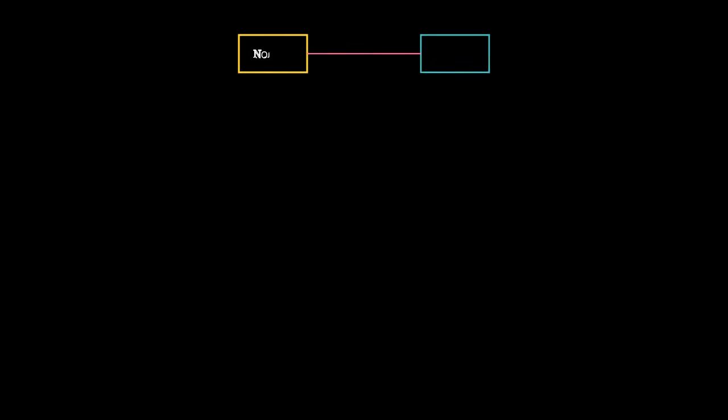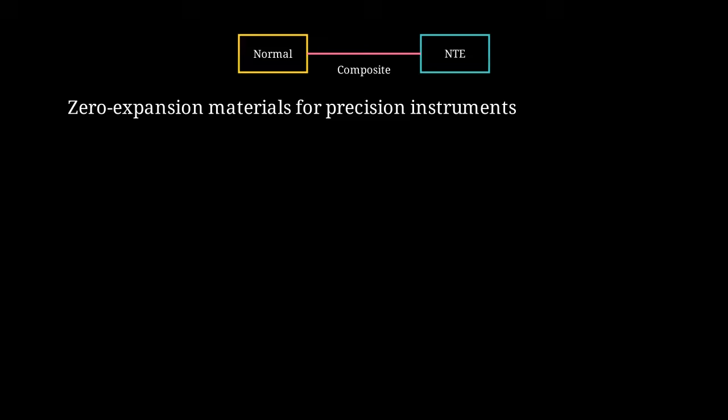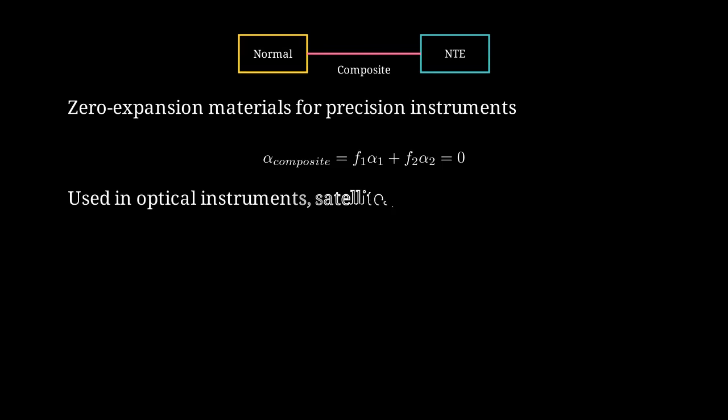This unusual property has valuable practical applications. One major application is creating zero-expansion composites by mixing normal and NTE materials. By carefully balancing the proportions of materials with positive and negative thermal expansion, we can create composites with essentially zero thermal expansion. The composite thermal expansion coefficient equals the fraction of component 1 times its alpha plus the fraction of component 2 times its alpha set equal to 0. These zero-expansion materials are crucial for optical instruments like telescope mirrors, satellite components, and precision measuring equipment where dimensional stability is critical.